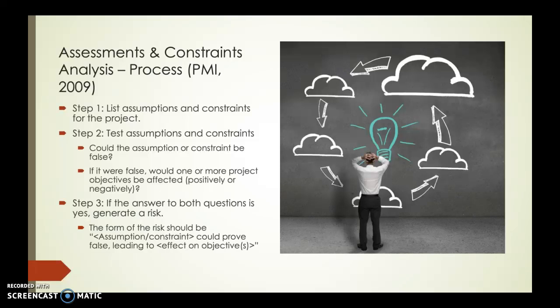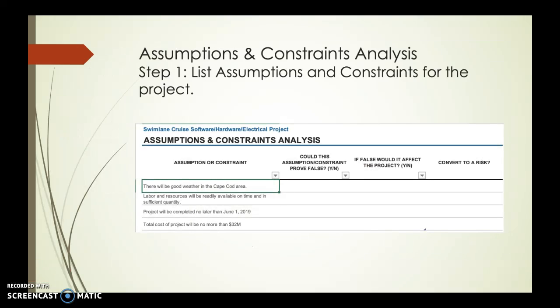So how does this work and how are they documented? Well, step one, again, is to list assumptions and constraints for the project. And what I've done here is list just a few constraints and assumptions that I've made for my swim lane cruise software, hardware, and electrical project. I've listed two of each. The first two are assumptions. Assumption number one is there will be good weather in the Cape Cod area. Assumption number two, labor and resources will be readily available on time and in sufficient quantity.